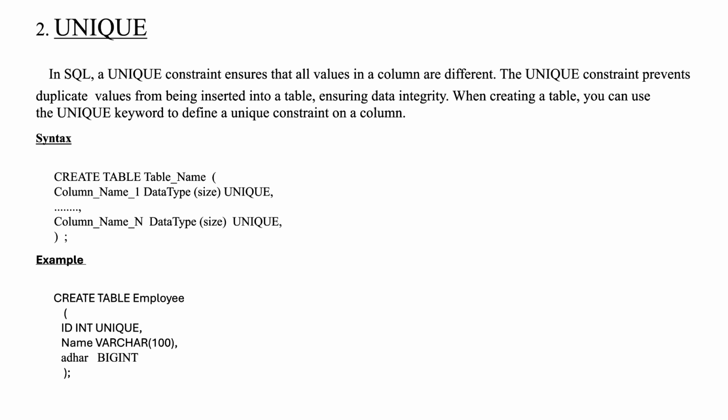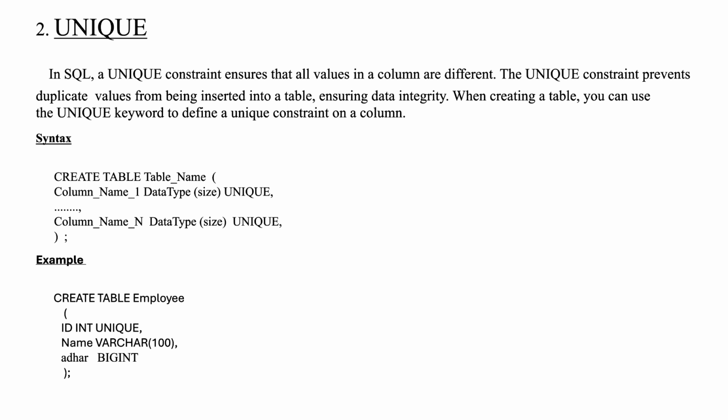Here you can mention a unique constraint at column level and table level. Example: create table employee, in brackets id, the column name is id, int and unique. Here we are applying a unique constraint on the id column. Comma, name varchar with its size, comma, next column Aadhaar bigint, end with a semicolon.